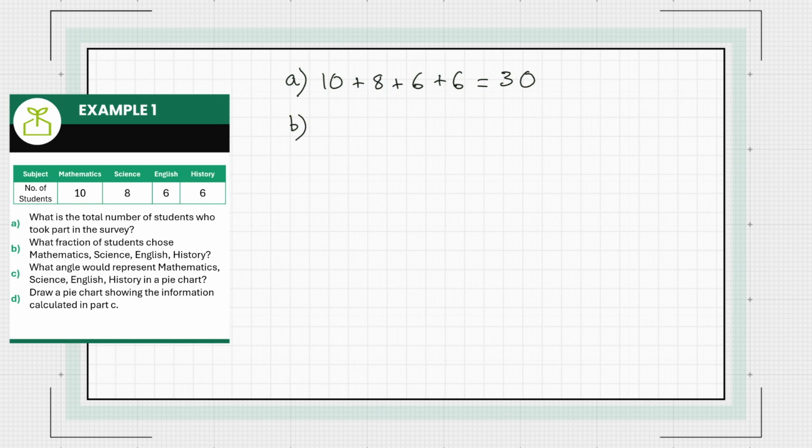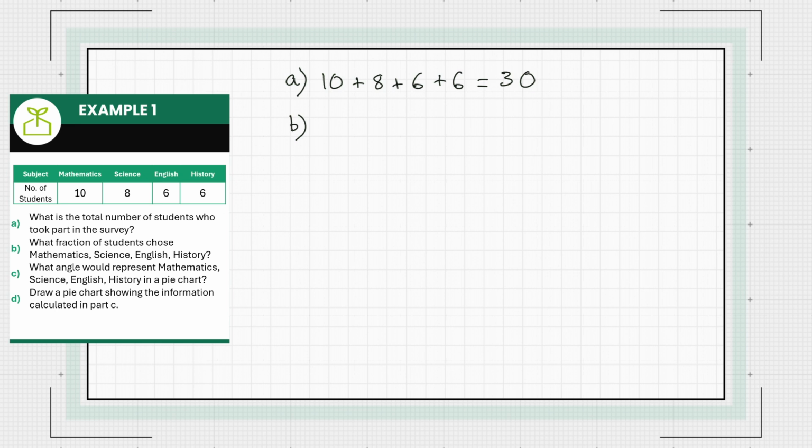Now, why is this helpful? This tells us what the whole of our pie graph or sector graph will end up being. So each particular quantity or category of favorite subject will be compared to the total of 30 students.